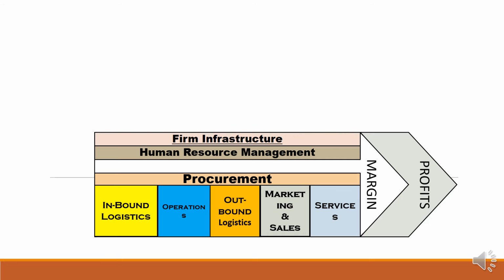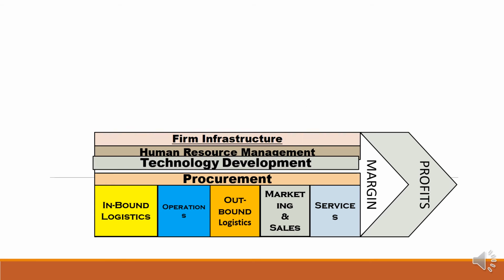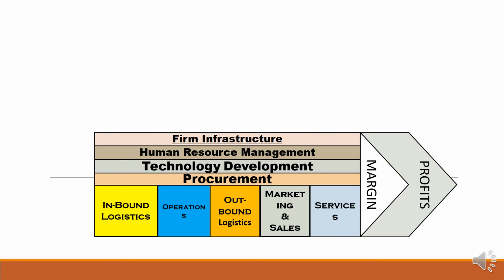Let's go to our next activity. Technology development. This is concerned with the equipment to be used, the systems, the methods of work, and the product design and processes in the organization. For example, product designs will ensure products are safe.